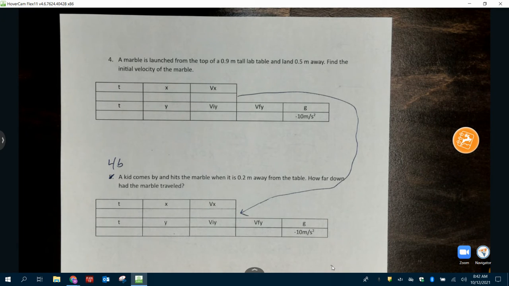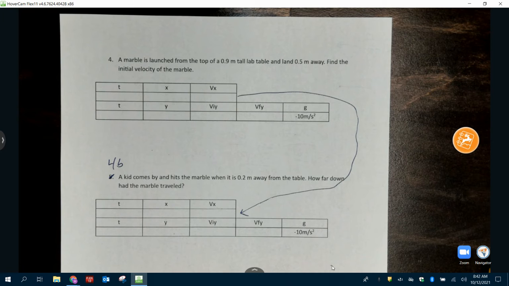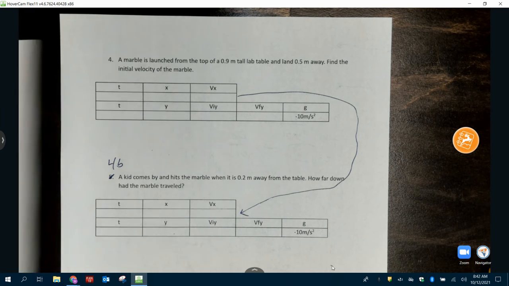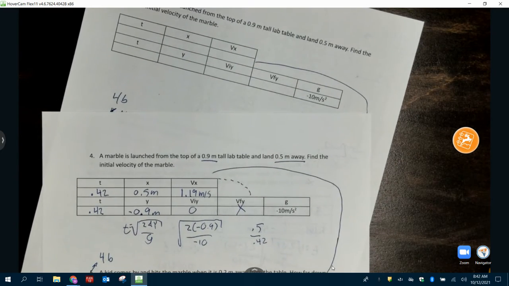Wait, on the first Vx, you get 28, though? On number 4, no, I got 1.2. Okay, wait, did you divide 0.9 by... Did you square root your time? Yeah, I got 0.316. That time's wrong. You should get 0.42 for the time. Did you flip the x and y? Okay, you can check your work up there. I got number 4 up there, so you can check it.